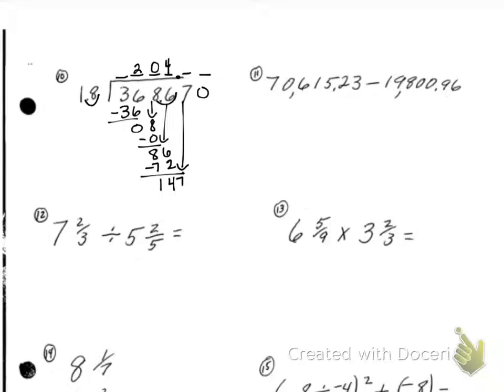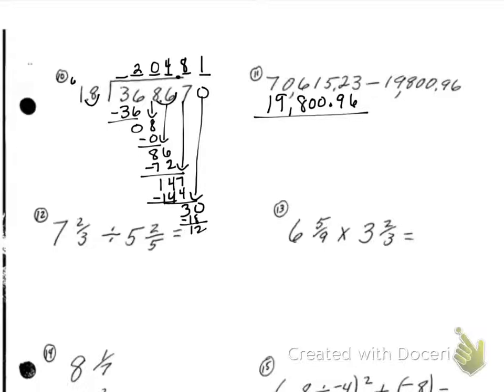Drop a 7. 18 into 147, about 8 times. 8 times 18 is 144. When I subtract, I get 3. Drop here 0. 18 into 30, 1 time. 1 times 18 is 18, and the remainder is 12. So the answer is 204 and 81 hundredths. Alright, let's subtract. 19,896 hundredths.